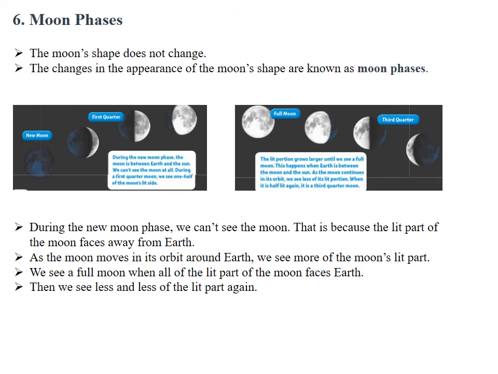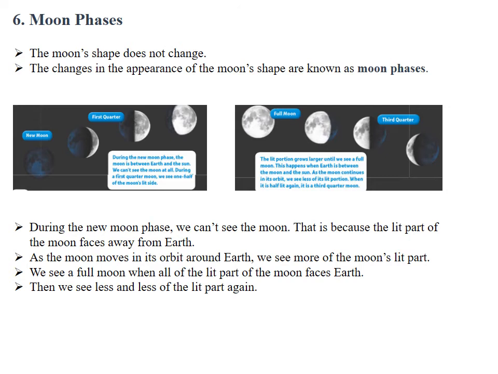Now, let us discover together what are moon phases. The moon's shape does not change. The changes in the appearance of the moon's shape are known as moon phases. So each phase of the moon has a different shape. It takes about 1 month for the moon to complete all of its phases. Then the cycle repeats. Let's see together what are the different phases of the moon.